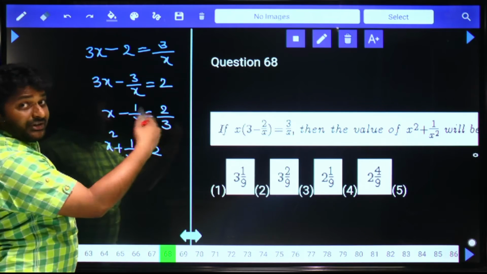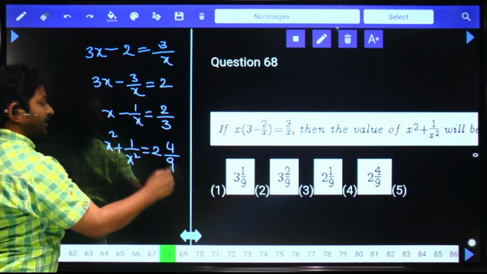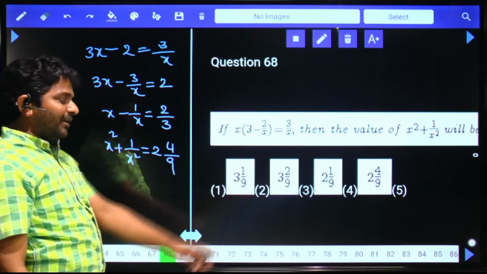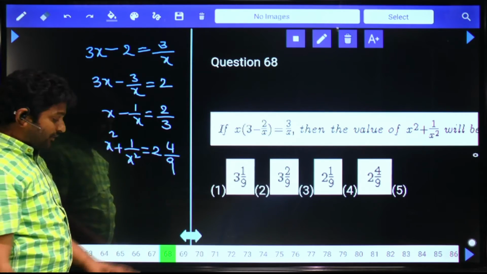On the right hand side also we need to take the square of this number. 2 by 3 whole square is equal to 4 by 9. 2 plus 4 by 9, 2 4 by 9. Fourth option is the answer. We are taking the square on the left hand side and then the right hand side. 2 4 by 9 is the final answer.